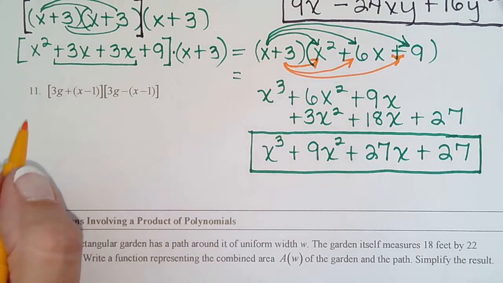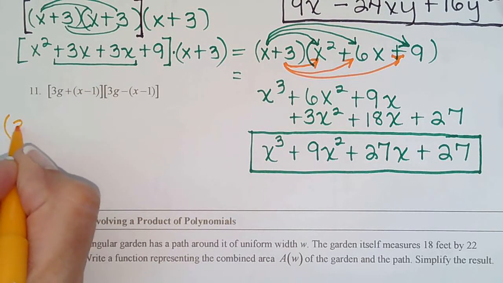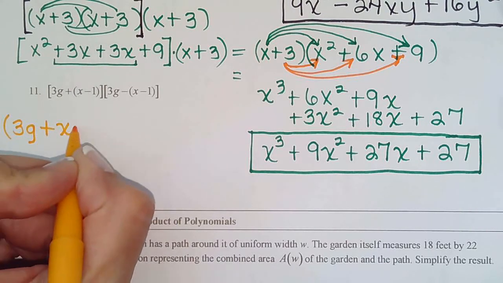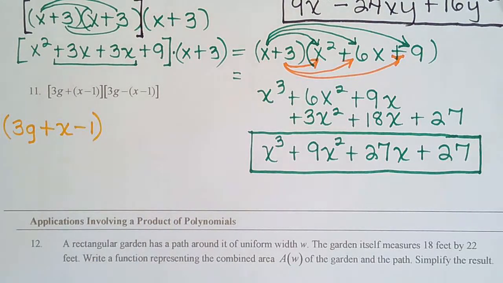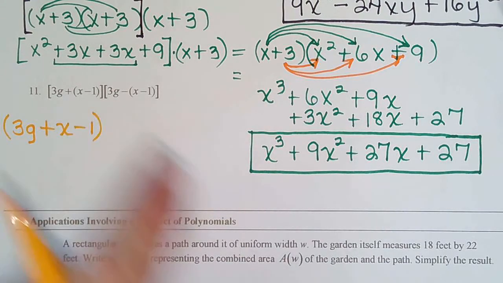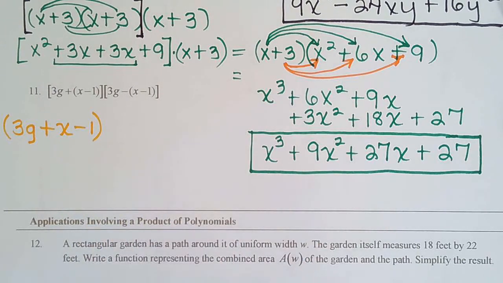First thing, I don't like the nested parentheses. So that plus sign tells me I don't even need that parenthesis. So I'm going to do 3g plus x minus 1. So that's all that first one is, there's no need for the parentheses. They're just trying to show these are a difference of squares. So the first one's not needed.